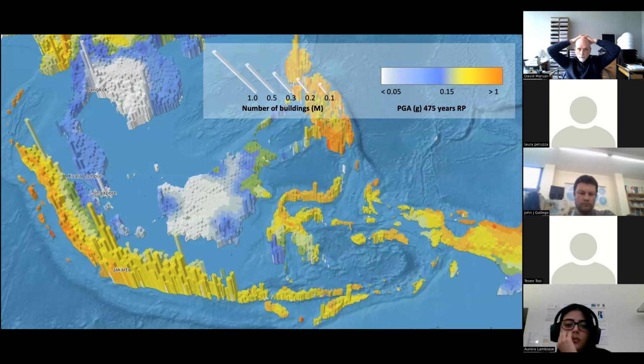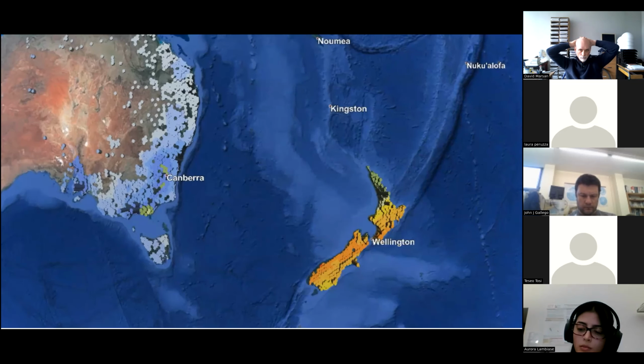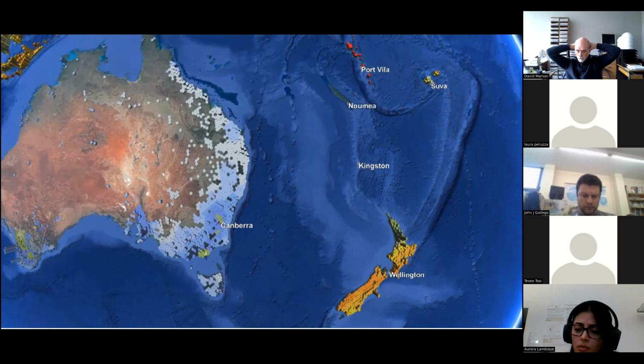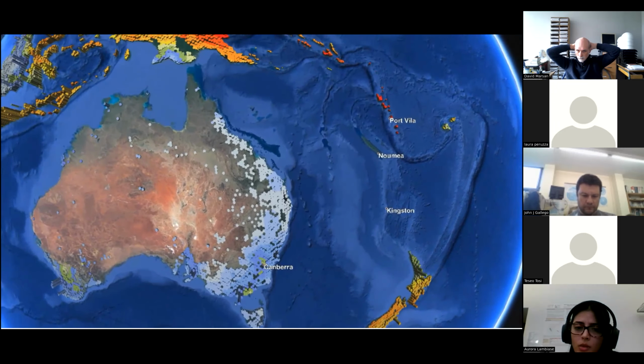I'm just showing here this part of Indonesia. The height of this polygon is the number of buildings, and the color of the polygon is the level of seismic hazard. So warmer colors like yellow, orange, or red mean that the seismic hazard is high, and blues and whites mean the seismic hazard is not that high. This is just a view of overlapping this global exposure model with the seismic hazard.